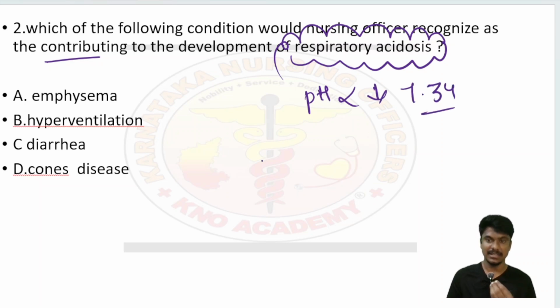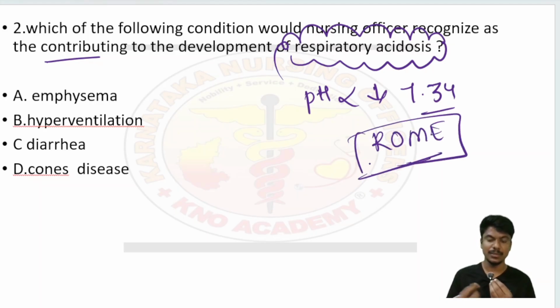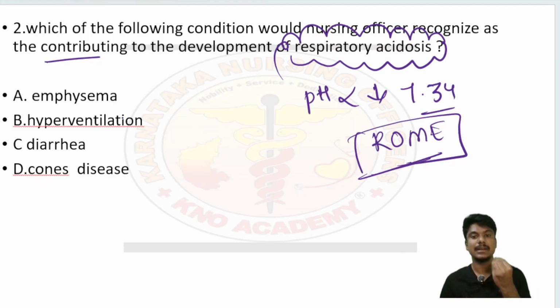That is respiratory opposite. Respiratory will be opposite, metabolic always will be equal. There is a ROME criteria: Respiratory Opposite and Metabolic Equal, meaning in case of respiratory pathology, pH and PaCO2 will be inversely related. Now we'll see. The examiner is asking what disease conditions contribute to respiratory acidosis.